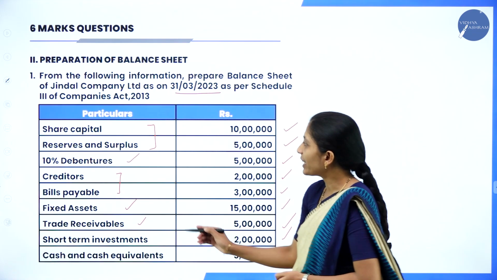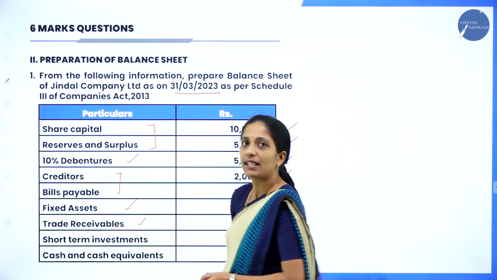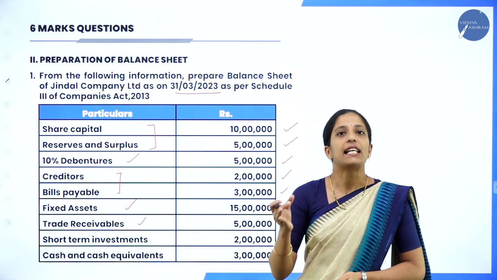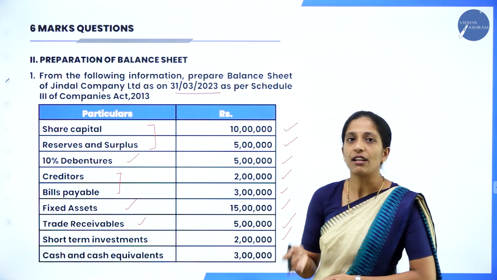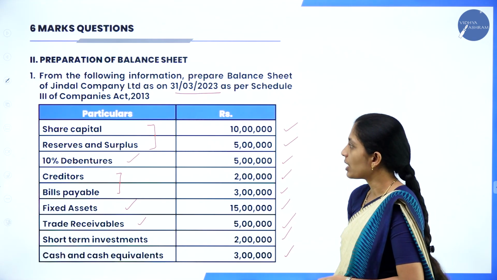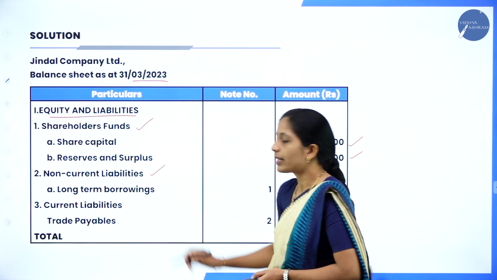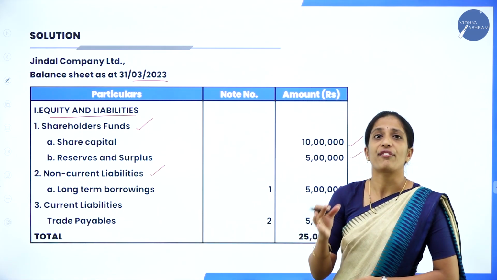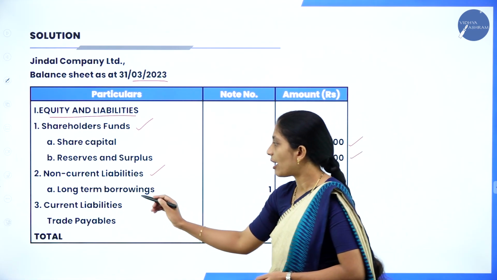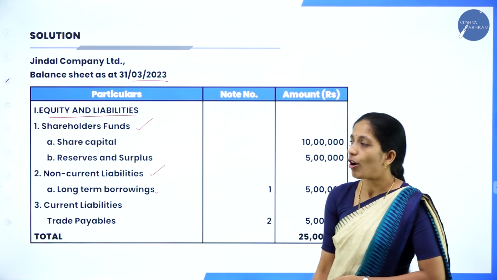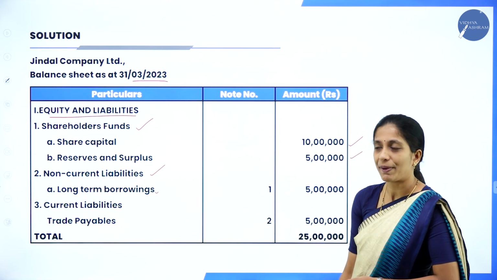Now coming to non-current liabilities, this 10% debentures, you can't directly write 10% debentures in your format, for which you have to prepare a note. So how do we write the note? Under non-current liabilities, the second one is long-term borrowings. Instead of writing 10% debentures, you have to write under the heading long-term borrowings. Let's see how we have to prepare a note for it.